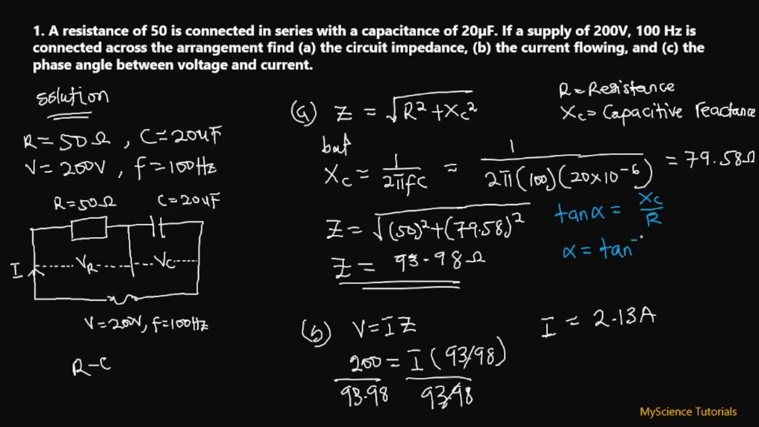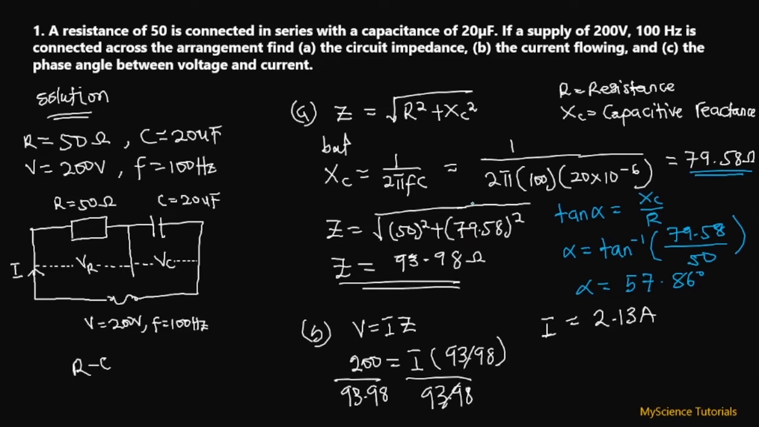So we have the tan inverse of our XC, which is our capacitive reactance, is what we have over here, 79.58, on our resistance is 50 ohms, so we have 50 ohms over here. Now, if we find the tan inverse of that ratio, which is 79.58 on 50, we are going to get an angle of 57.86 degrees as our answer. So this is how we solve this particular problem.